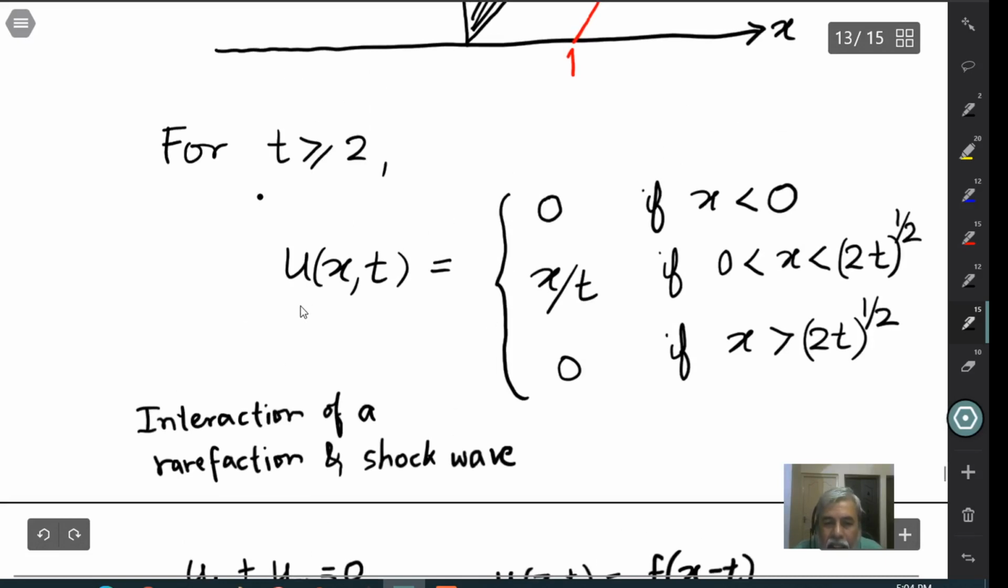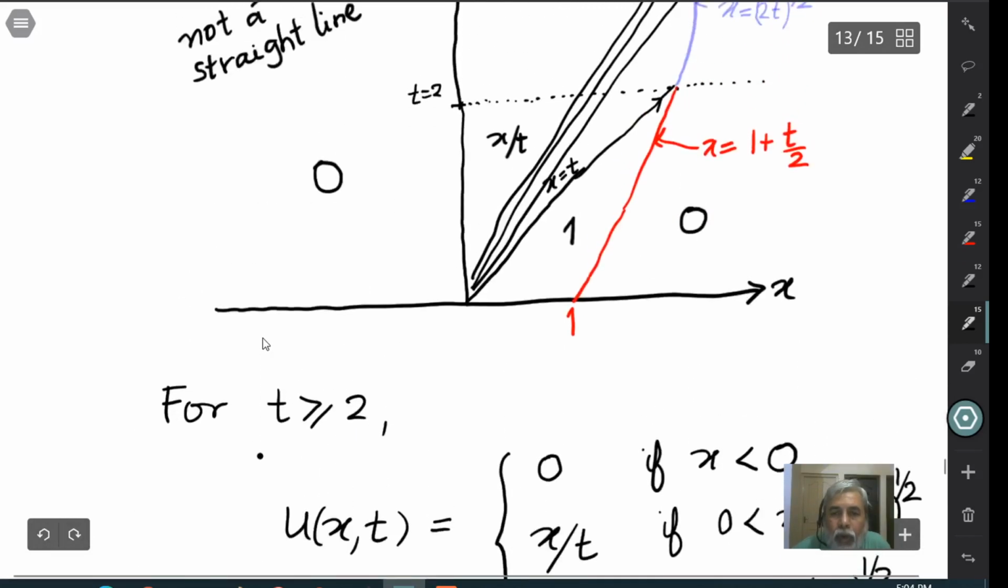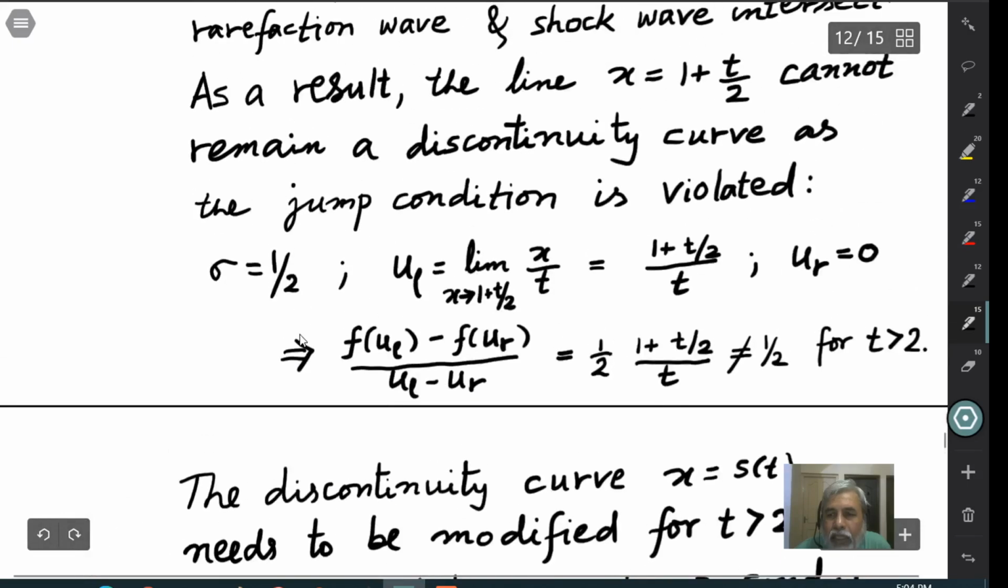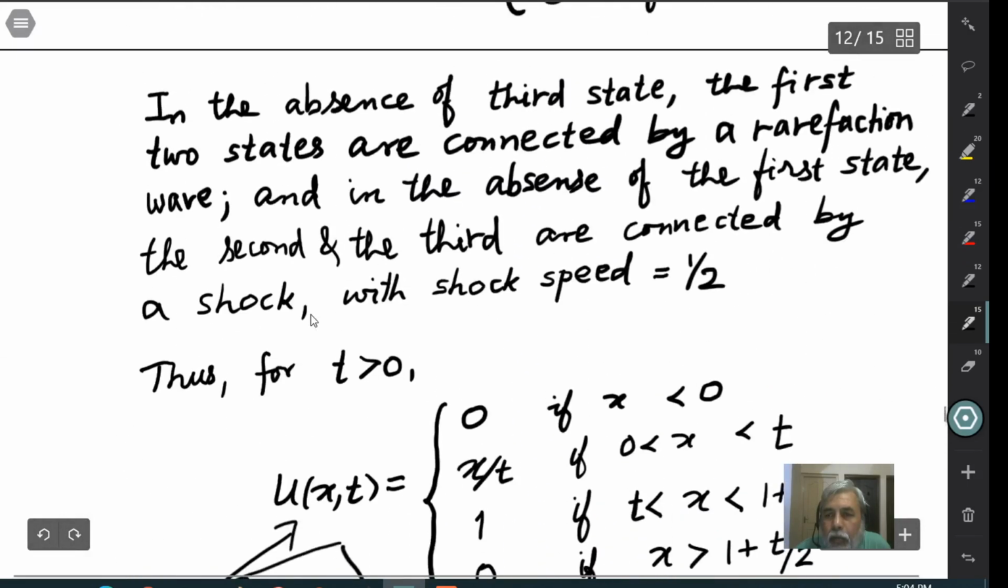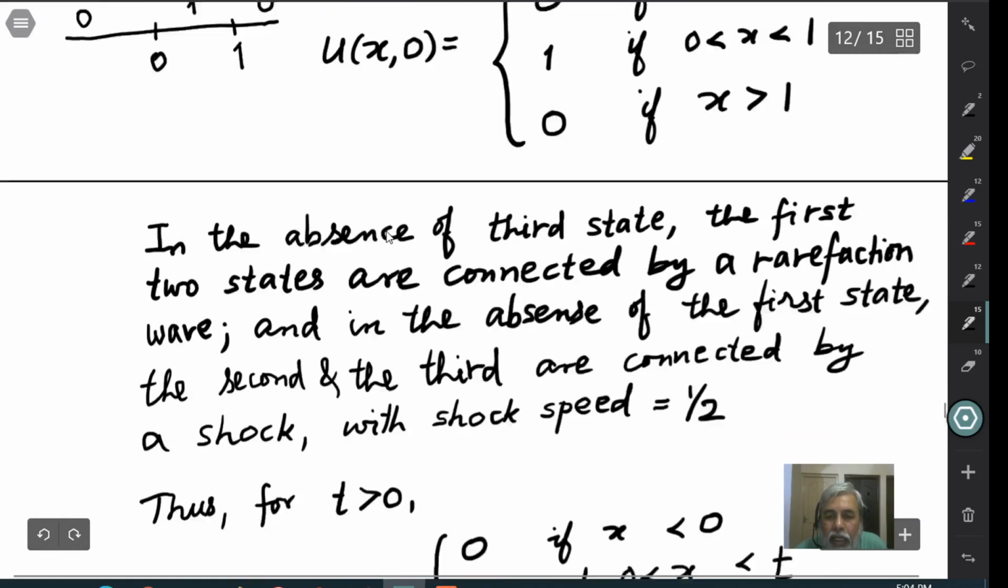In fact, there are results showing that as t goes to infinity, the solution contains just an N-wave, which I am not going to discuss. So whatever initially we have in this u0, more or less everything will be lost, because of this non-linear phenomenon.